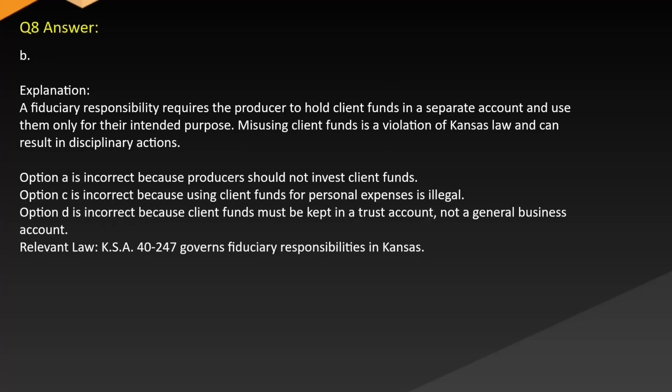Answer: B. Explanation. A fiduciary responsibility requires the producer to hold client funds in a separate account and use them only for their intended purpose. Misusing client funds is a violation of Kansas law and can result in disciplinary actions. Option A is incorrect because producers should not invest client funds. Option C is incorrect because using client funds for personal expenses is illegal. Option D is incorrect because client funds must be kept in a trust account, not a general business account. Relevant law: KSA 40-247 governs fiduciary responsibilities in Kansas.